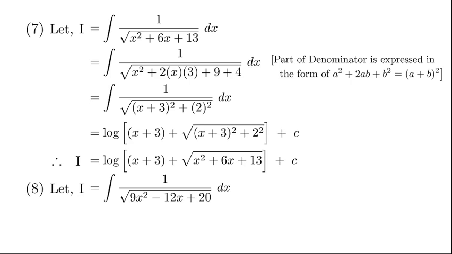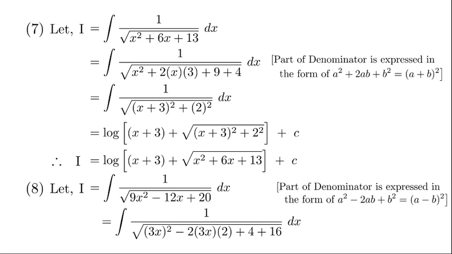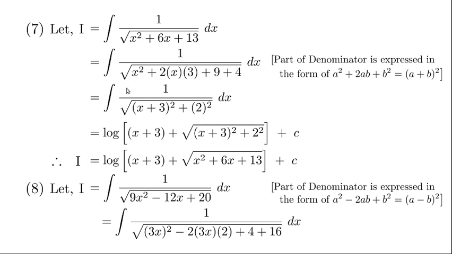Integration of 1 upon root of 9x square minus 12x plus 20. Again, the same technique is used. That is, a part of the denominator is expressed as a square minus 2ab plus b square, which is nothing but a minus b the whole square. So here, a is 3x.